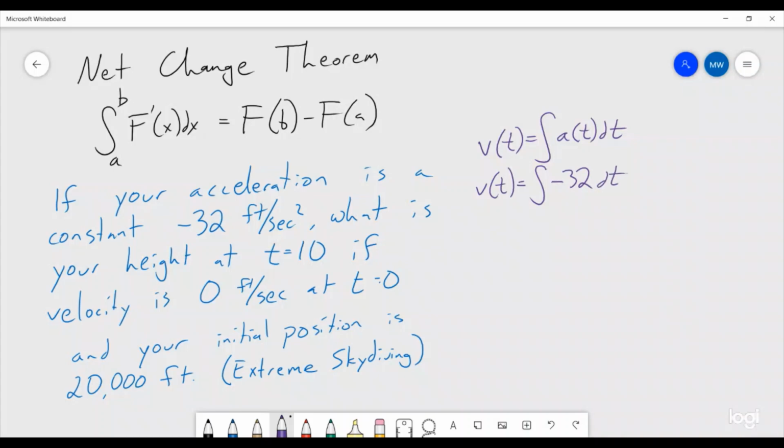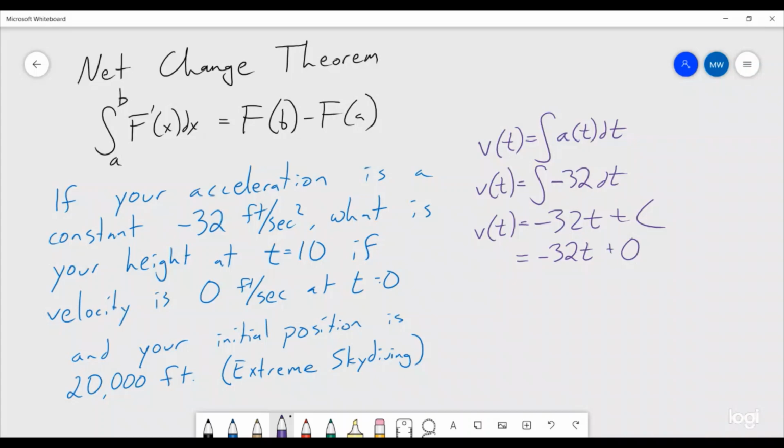And that's all we have. So that means that velocity is going to be -32t plus some constant. But we can figure out what that constant is. Our initial velocity is 0 when t is 0, so it turns out that this is just -32t plus 0 in this case. It won't always be, but in this case it's plus 0. So now we can figure out what is our position at time 10.